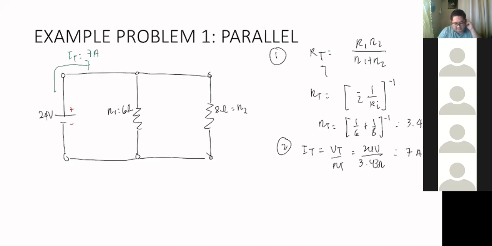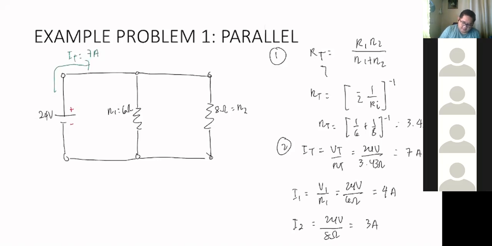So, ano mangyayari dito? Since meron tayong voltage na equal sa lahat ng value, makukuha natin ng I1, I2. Okay? So, ano ang I1 natin? Equal sa V1 over R1. So, 24 over 6 ohms. So, this is 4 amperes. I2 is 24 over 8 ohms. So, we have 3 amperes. So, value ng I1 natin dito is 4 amperes.